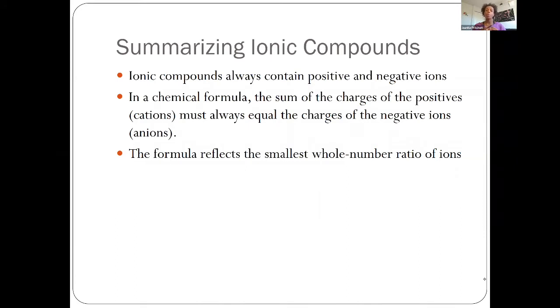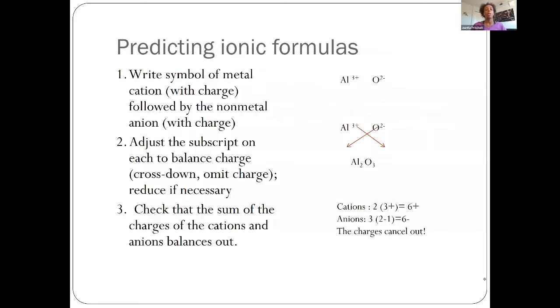Now, when we're dealing with a chemical formula in an ionic compound, the total amount of positives has to equal the total amount of negatives. So we adjust the formula to ensure that we have an overall charge balance of 0. When we write the formula, we write it as the simplest whole number ratio of the ions, not the total number of ions that are present. To do this, we have to be good at identifying the preferred charge of an atom, and then adjusting the subscripts to balance out those charges.